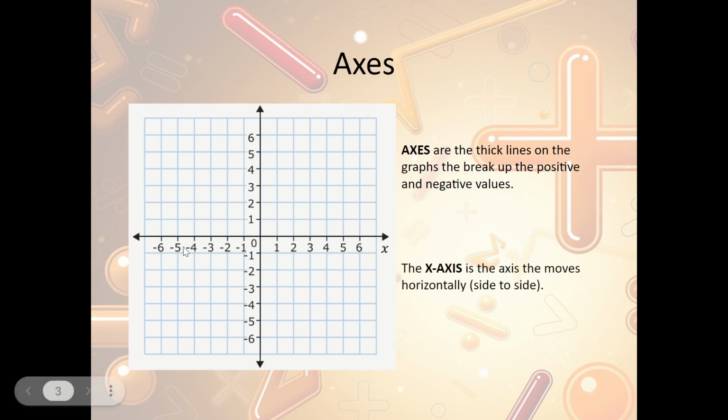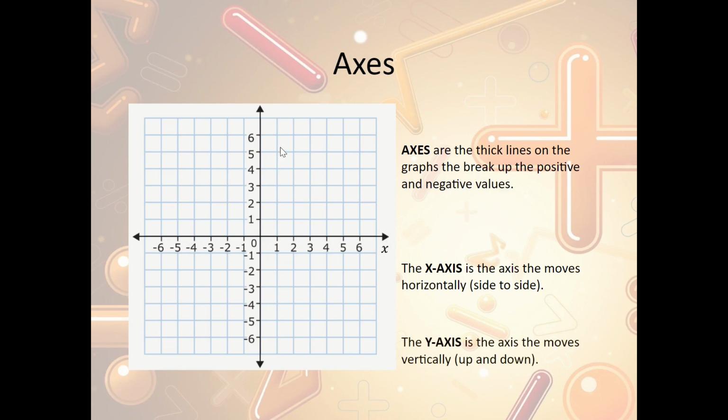The x-axis is the one that goes side to side. And it's usually labeled, but sometimes it's not. This is the x-axis that goes side to side. The y-axis is the vertical axis, the one that goes up and down. This is the y-axis that goes here.